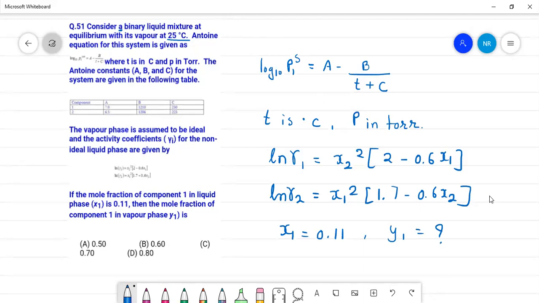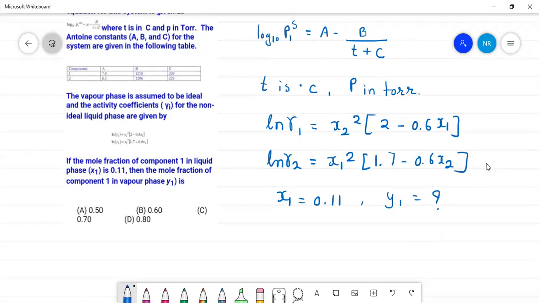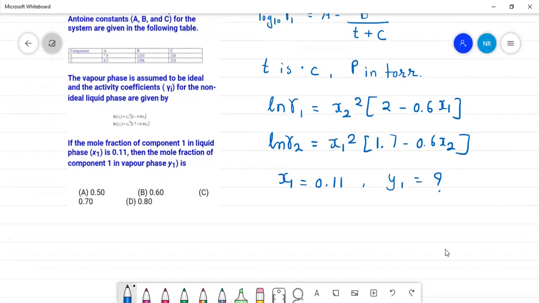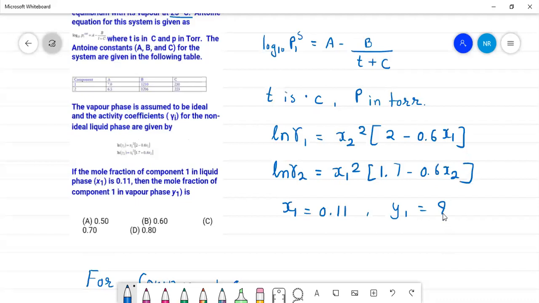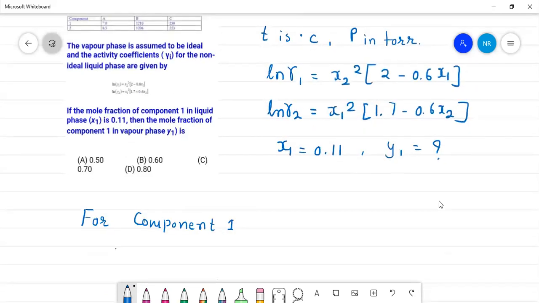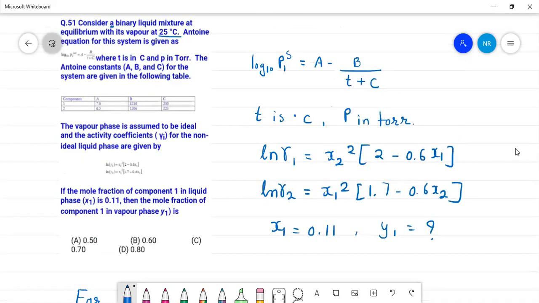We have to use these two equations. First we have to calculate the two partial pressures. So for component 1, log P1 saturation is equal to A minus B divided by T plus C.